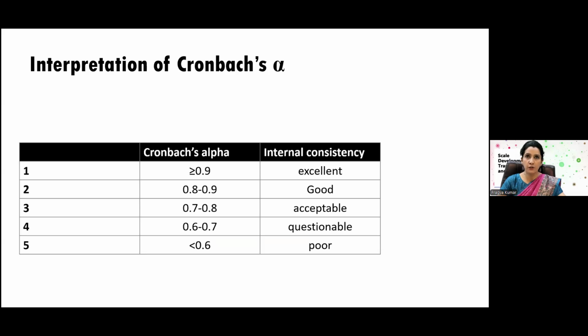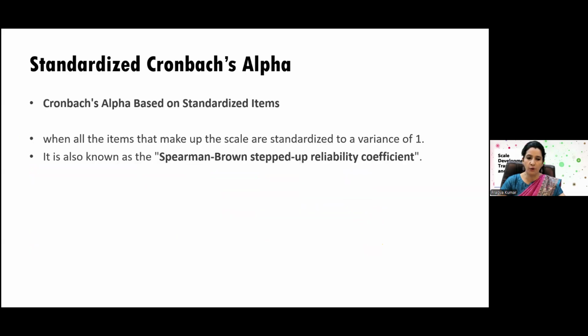So the interpretation of Cronbach alpha is like this: if it is more than or equal to 0.9, it is excellent. If it is 0.8 to 0.9, it is good. If it is 0.7 to 0.8, it is acceptable. So at least it should be 0.7 or more. Less than that, it is not acceptable at all.